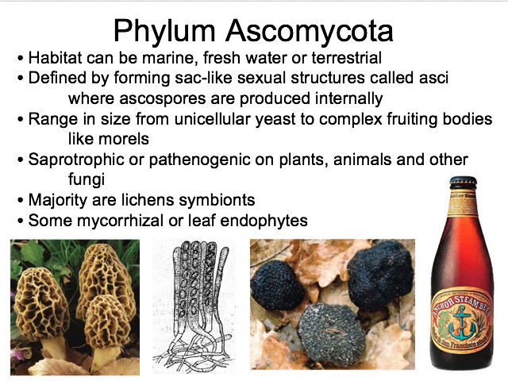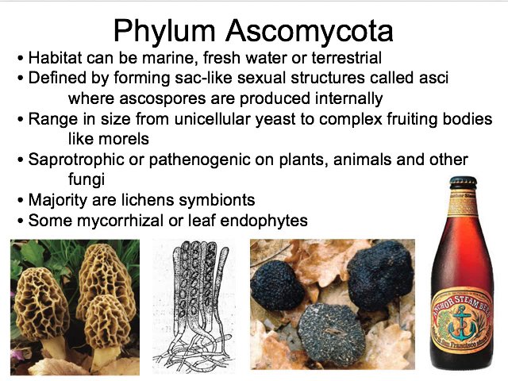Our next phylum is the Ascomycota. These members may be found in habitats such as saltwater, freshwater, or terrestrial land-based systems. Members from this phylum are defined by forming a sac-like sexual structure called the asci, where ascospores are produced internally. They range in size from unicellular yeast to complex fruiting bodies like morels. Saprotrophic or pathogenic on plants, animals, and other fungi are just some of the ecological syndromes that we see in this organism.